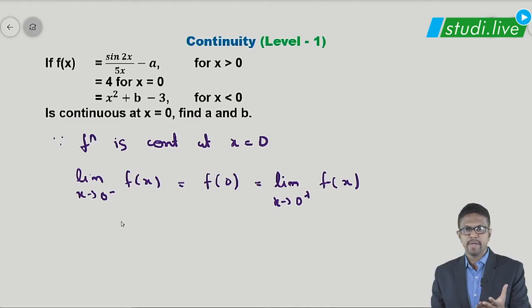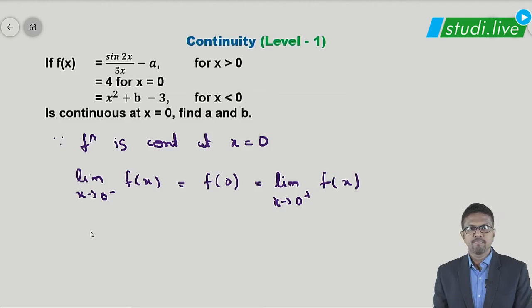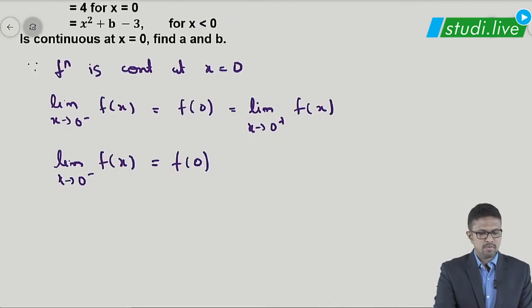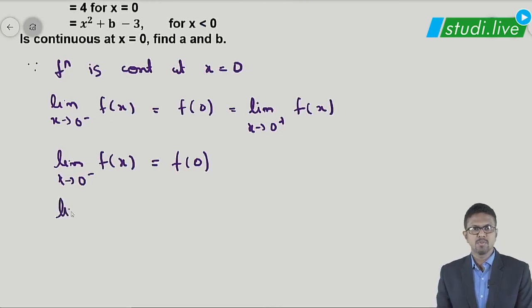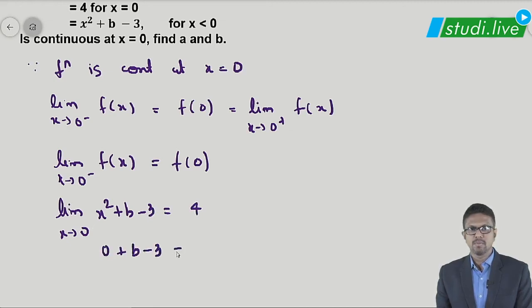So if I am saying limit x tends to 0 minus, that is the less than 0 part, that is over here, the third part. So I can say limit x tends to 0 minus f of x is equal to f of 0. So let us use this for the calculation. So it is limit x tends to 0 of x square plus b minus 3, and this is equal to f of 0, that is 4. So if I apply the value of x is equal to 0, 0 plus b minus 3 is equal to 4. So the value of b is coming out to be equal to 7. So one part is done.